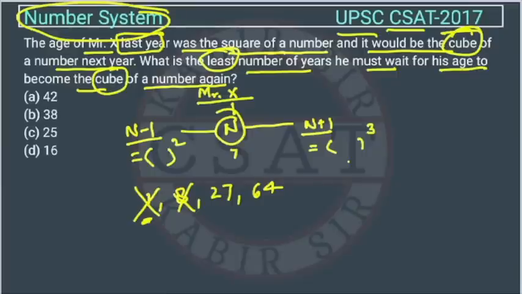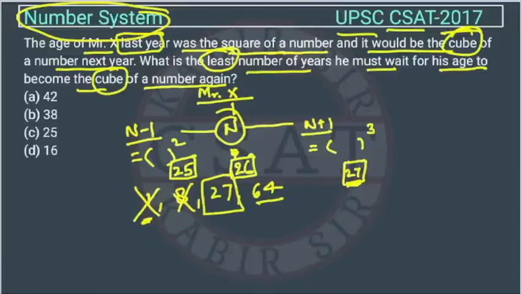नाउ लेट्स टेक 27. यहाँ पे 27 है, किसी नंबर का यानी 3 का क्यूब हो जा रही है, ठीक है. तो सपोज ये 27 है, इससे पहले एक एज क्या होगी 26, यानी प्रेजेंट एज 26, राइट. उससे पहले एज 25 किसी नंबर का स्क्वायर है, राइट. तो ये इसको सेटिस्फाई कर रहा है, ओके. तो अगर आप देखोगे 64 इसको सेटिस्फाई नहीं करेगा, तो 27 हो गए, ठीक है.